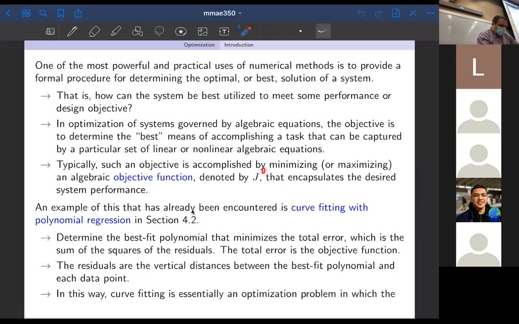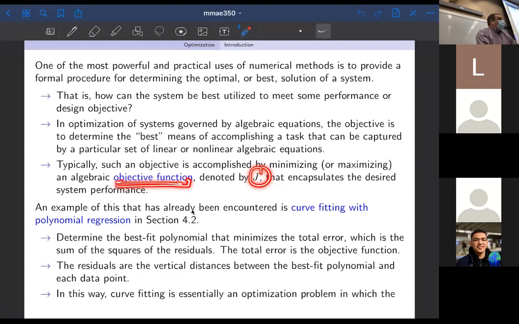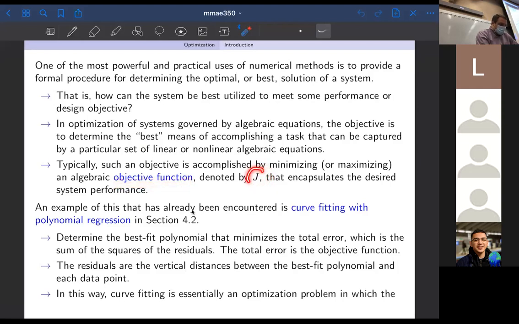So we'll label it as J, but we'll call it the objective function, or some people sometimes use the term cost function. I'll mostly say objective function, but I'll sprinkle in some cost functions just so you're used to hearing that as well. They're basically the same thing. So that's a separate function. It's still algebraic, but it's a separate function that quantifies how good or bad the system's performance is, or it might quantify the cost of performing something with that system.